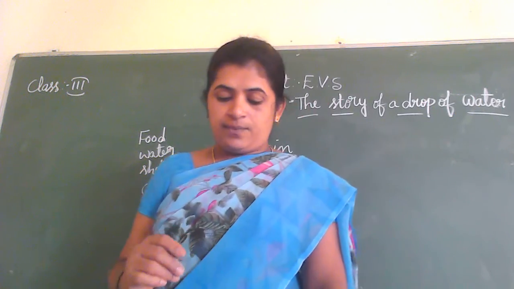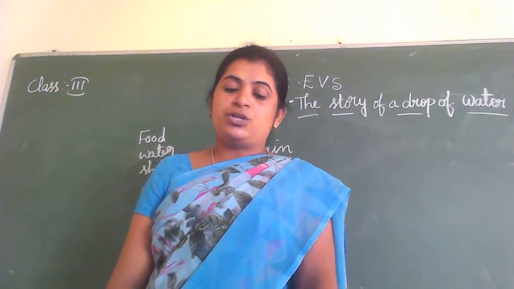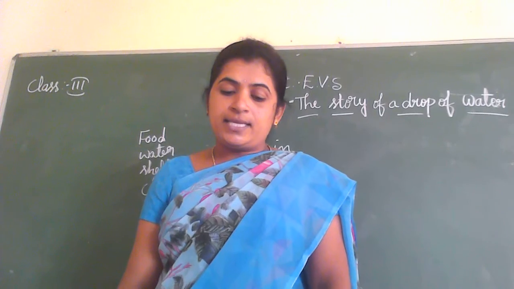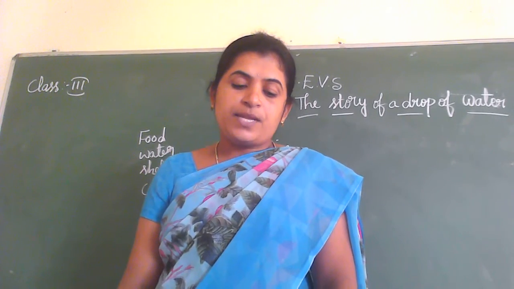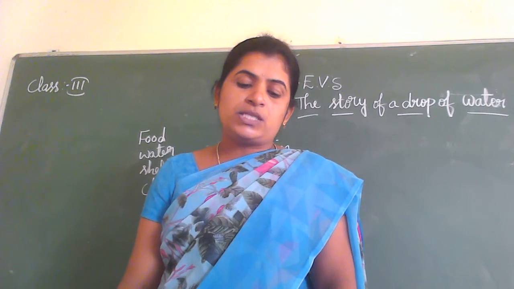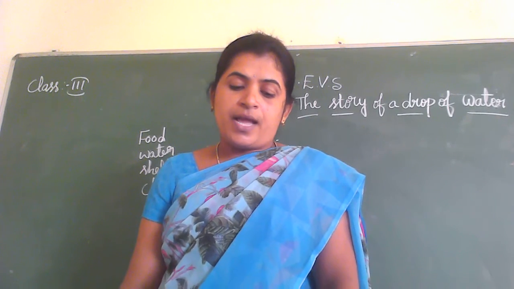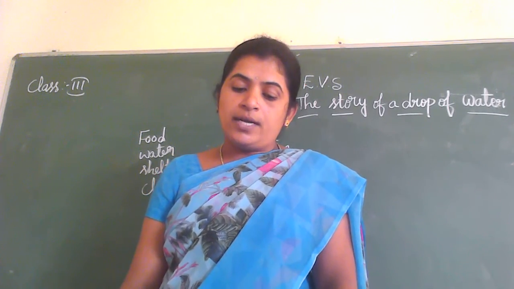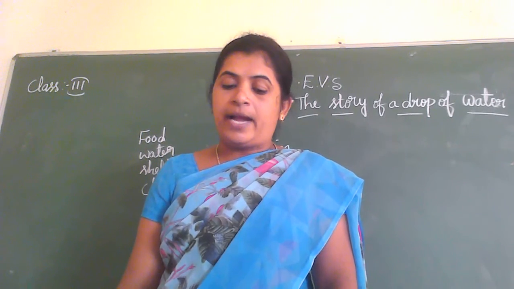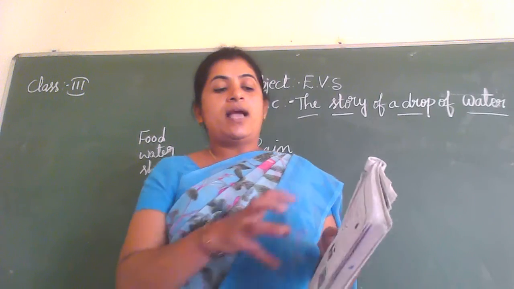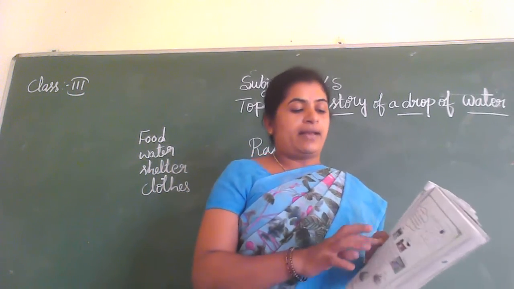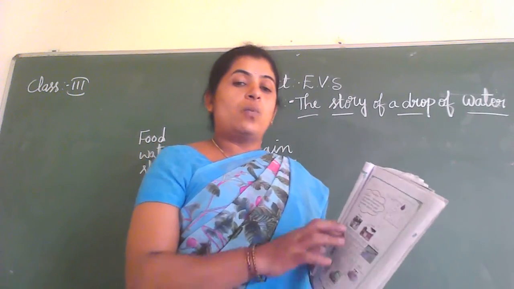One activity is there, page number 30. Children, the names of the sources of water are hidden in the word grid given below. Identify them. You can identify the names and circle the words, children.